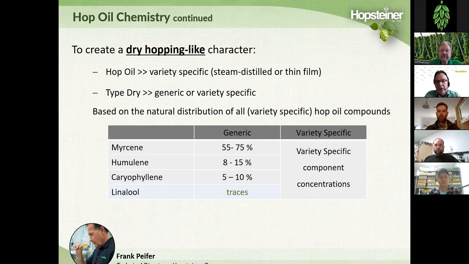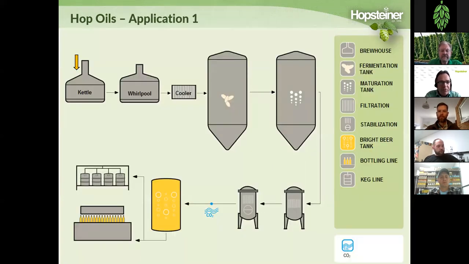In a certain dilution, we normally prefer 1:100 in PG. Our colleagues in the US prefer to sell the concentrated form. And that is also something that you have to know: if you want to have hop oil, in which concentration do I get it, and how can I dilute it later on in my brewery? The colleagues will talk about that later on. So next slide, please. These are the well-known dosage points for our hop products.